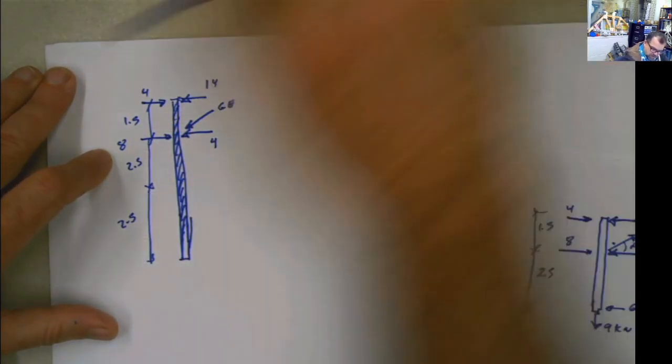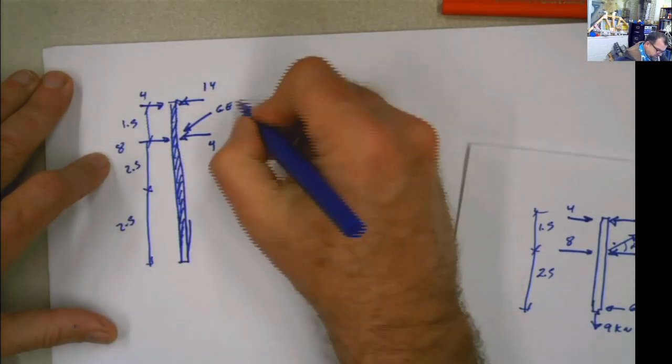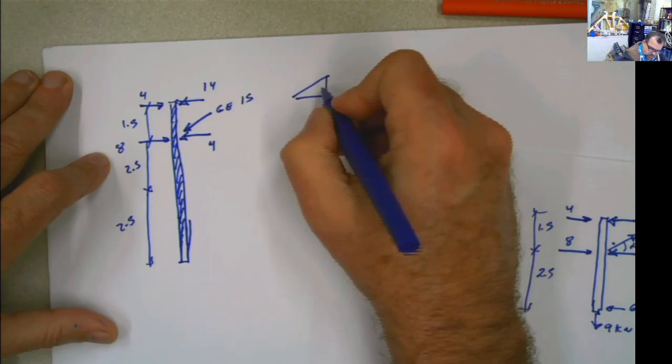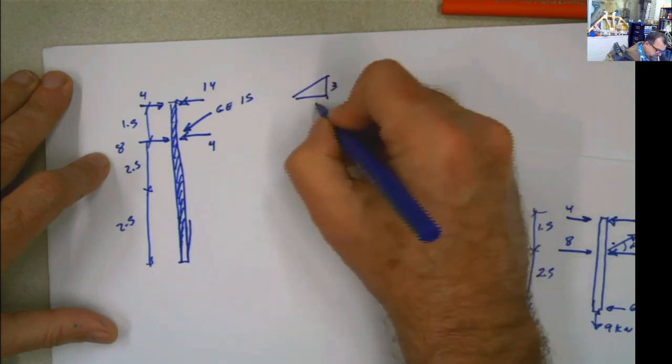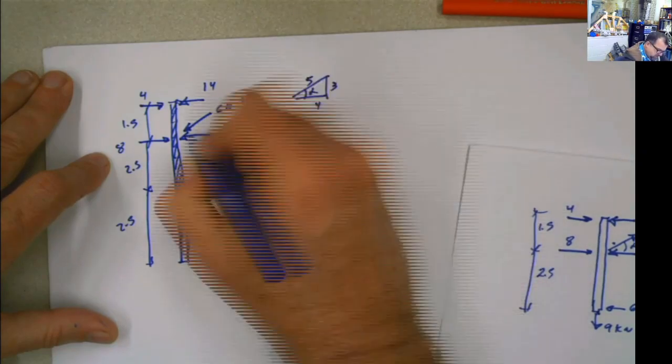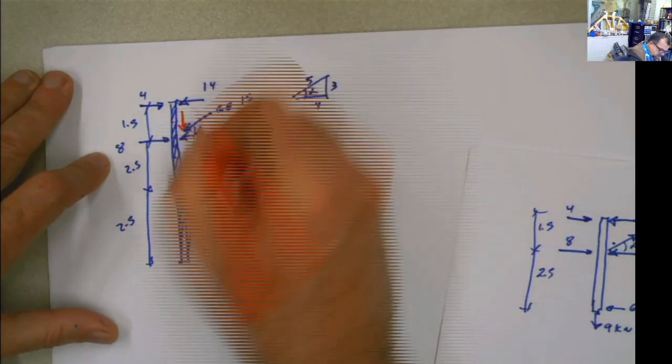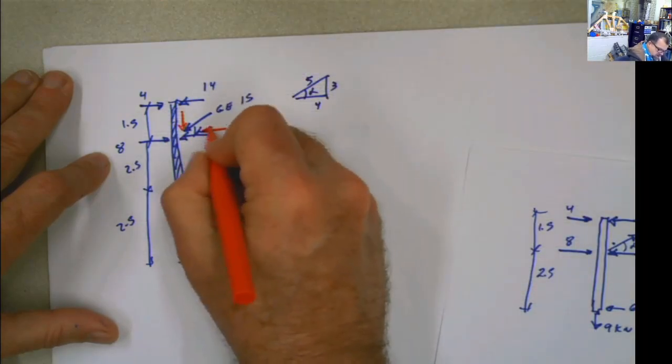However, I'm going to put the value. This is what, 15, but I'm gonna put the triangle here again. Triangle is 3, 4, 5. Alpha, alpha. What I'm interested in, remember, is this and that.